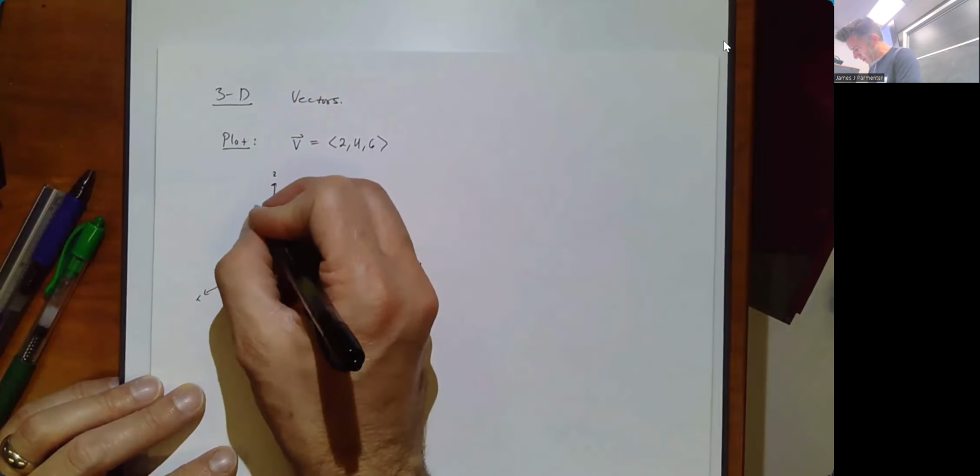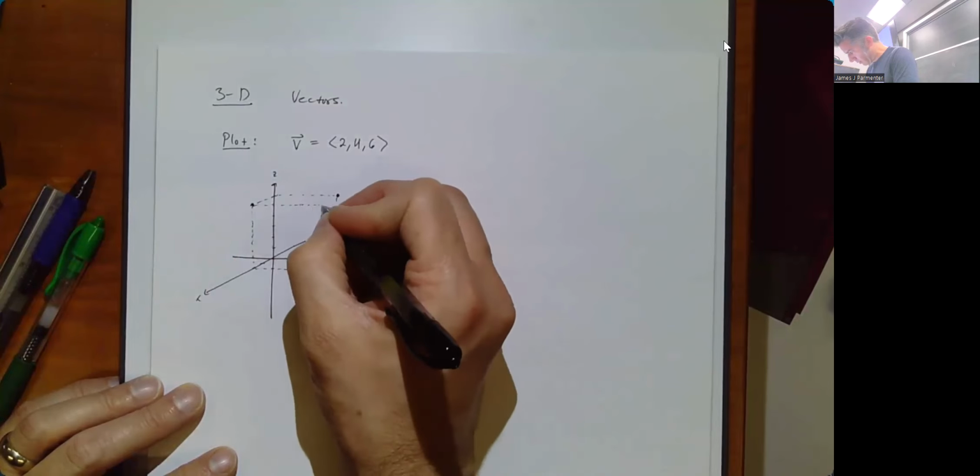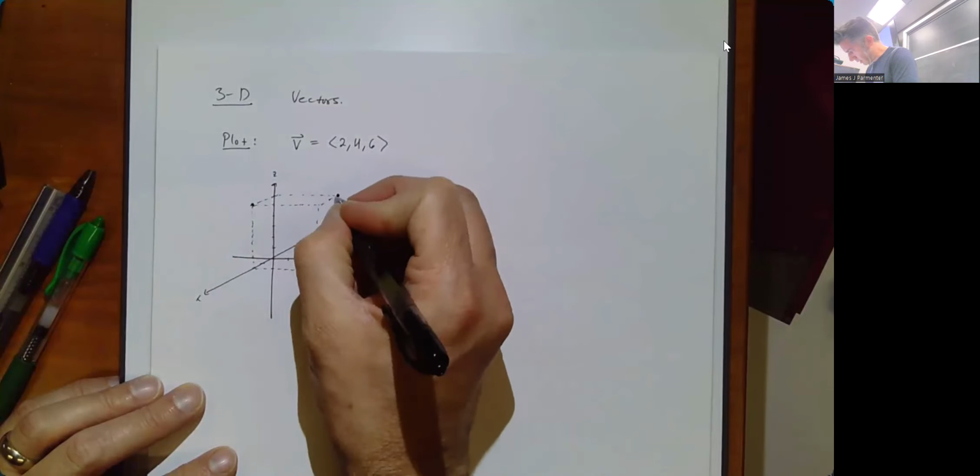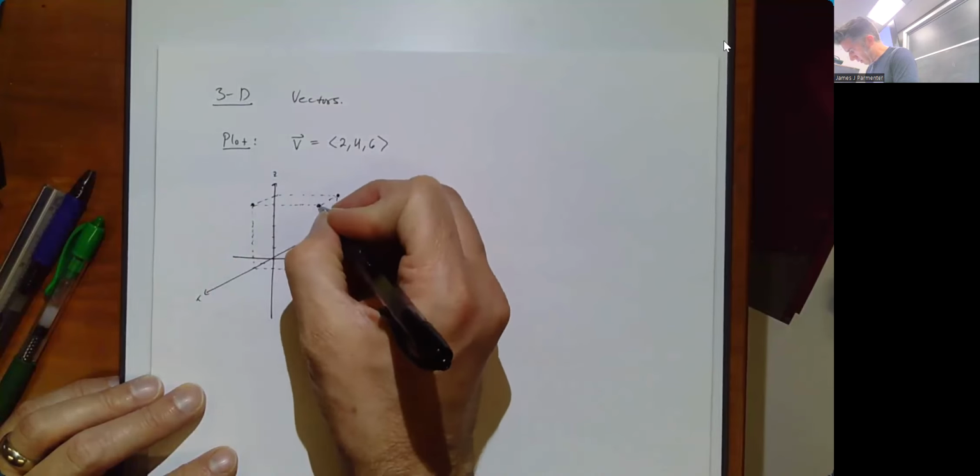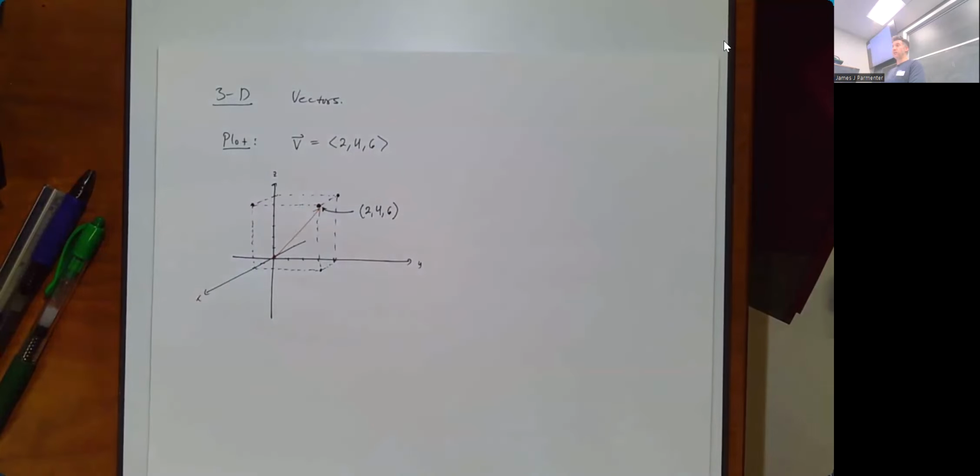Trying to be good about drawing things parallel to the axes they're parallel to. It looks like that's your point right there. There's the point, not the vector. That's just the point (2, 4, 6). So we use parentheses. And then the vector is the arrow that emanates from the origin and points towards that point. Right. So we're imagining it coming, right?